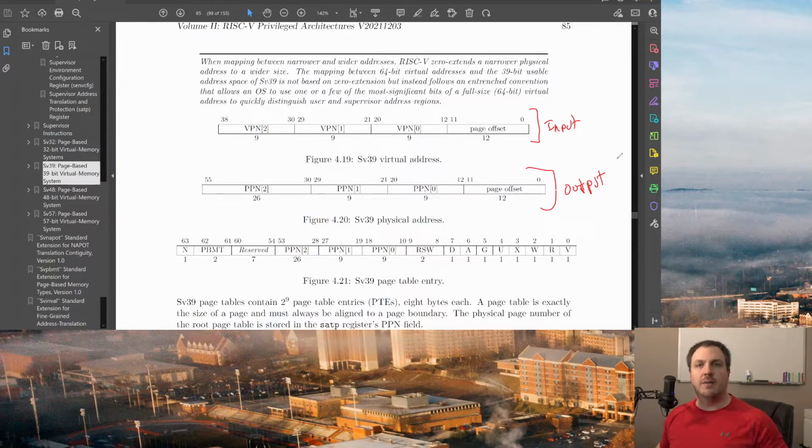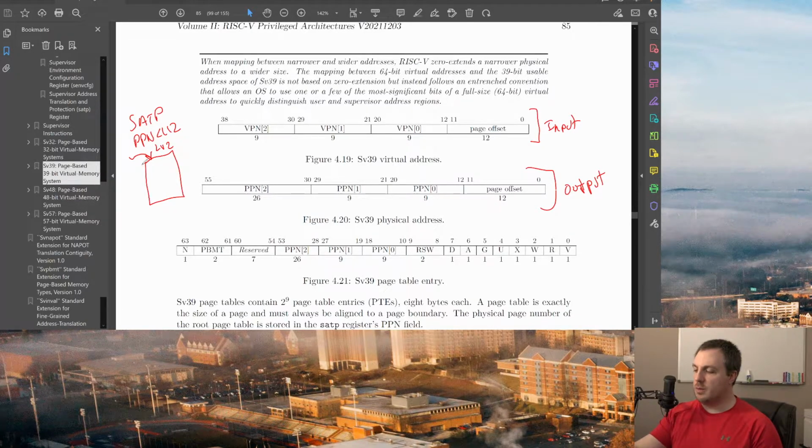That's the whole goal of the MMU, the Memory Management Unit. Take this input, which is a 39-bit virtual address, and convert it into a 56-bit physical address. Now what's going to happen is, once again, we have our SATP register. We take that PPN and left shift it 12 places. That's going to locate the very top of the level 2 page table.